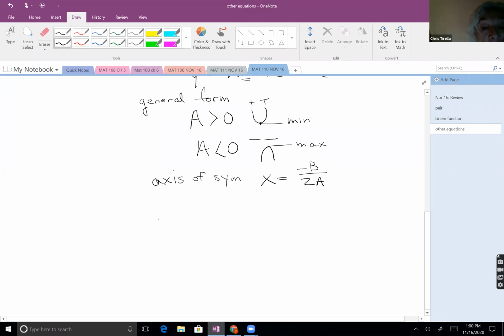And then we said for the vertex, we're going to substitute that x value, and we'll find that the max or the minimum occurs at f of that value, negative b over 2a. What we get when we substitute that number in for x.